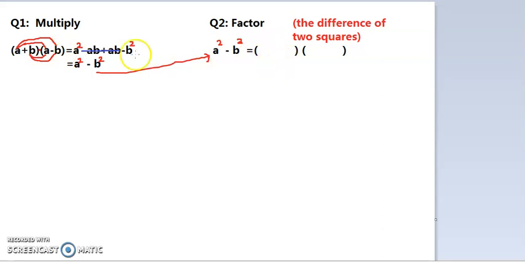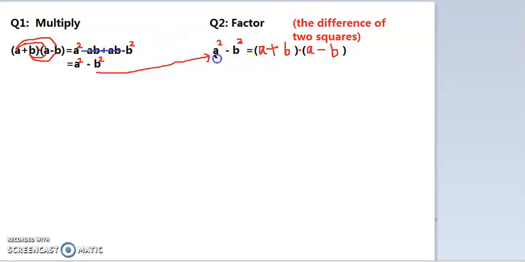So when we memorize this process, this formula, we can go backwards. So where does a squared come from? It comes from a times a. And where does this minus come from? It comes from a positive times a negative. And where does the b squared come from? It comes from b times another b. Well, notice that the two middle terms we didn't really care about, because they always cancel each other in this case. So this is how we memorize the formula.